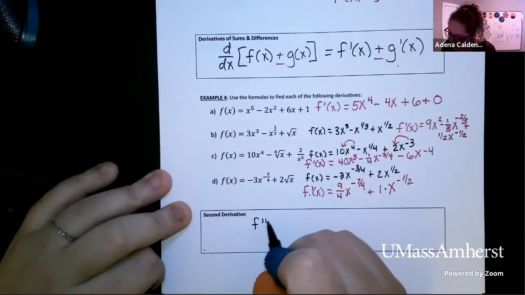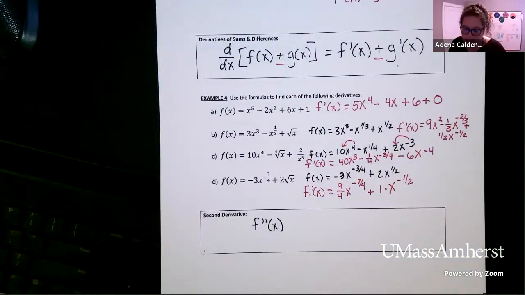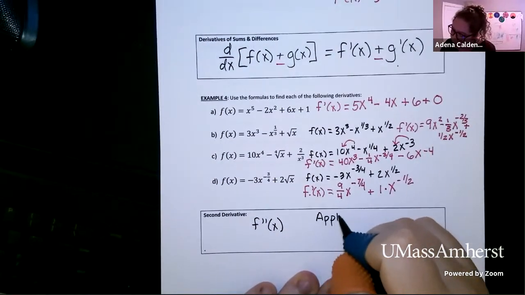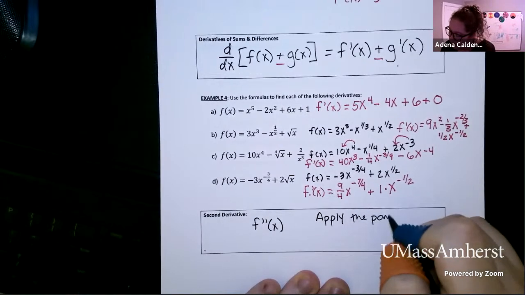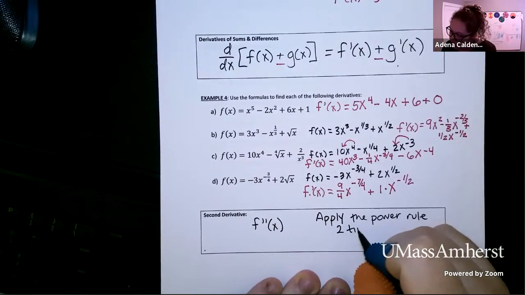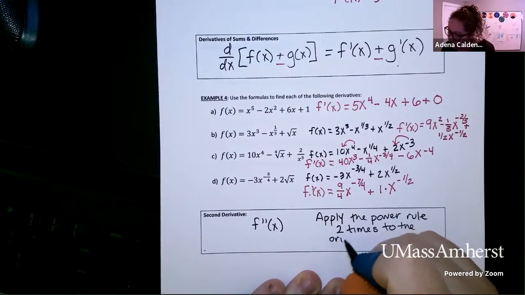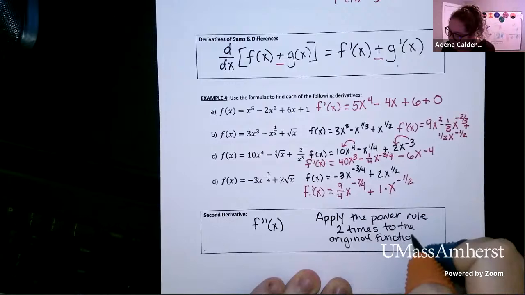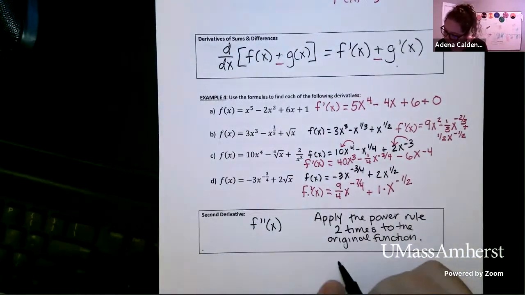So we talked about the notation of this, right? F double prime of x is typically the way that we see this. How do we put this into practice? We're going to apply the power rule 2 times to the original function. Okay, what does that mean? Let's look at a very quick example.